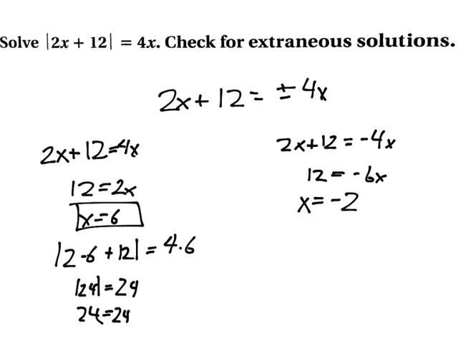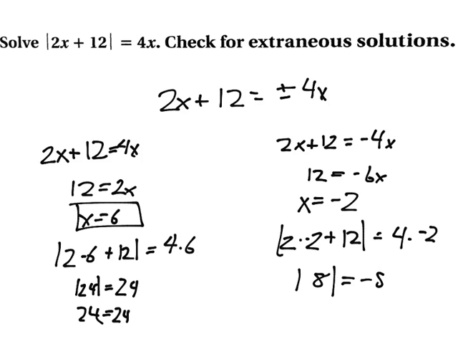Okay, I plug it back into the original. I get 2 times negative 2 plus 12 equals 4 times negative 2. I end up with 8 here, negative 8. Okay, the absolute value of 8 is 8. Absolute value, therefore that does not check out. It is not a solution. Therefore my only solution is x equals 6.